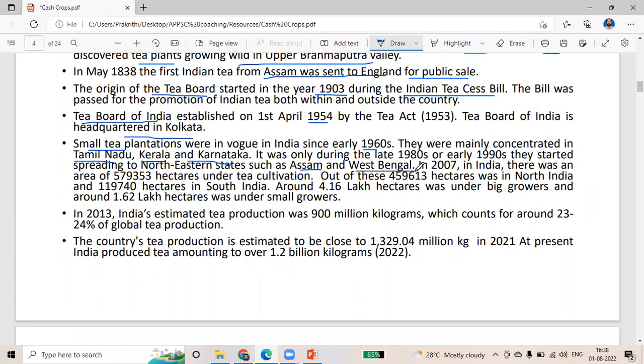Earlier, plantations were full extension and large, but small tea plantations were not there. During the 1960s, these kinds of plantations started growing in South India, Tamil Nadu, Kerala and Karnataka. And later, during the 1980s and 1990s, the same character moved to the Assam and West Bengal region as well.